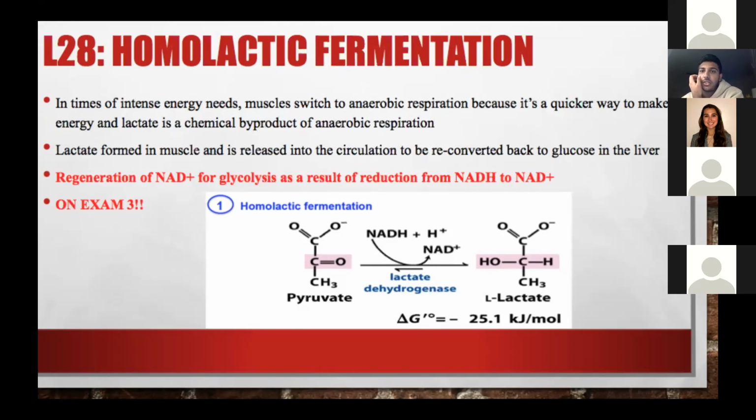It's going to be released into the circulation and reconverted back into glucose in the liver. So essentially what's going on here is you have pyruvate, after glycolysis, and through lactate dehydrogenase. Obviously dehydrogenases are going to use those reduced carriers, or it could be oxidized carriers depending on what's going on. So in here, your NADH is becoming oxidized to NAD+, and your pyruvate is going to be reduced to lactate. The reason we do this is that now the NAD+ can be cycled back into glycolysis, right?